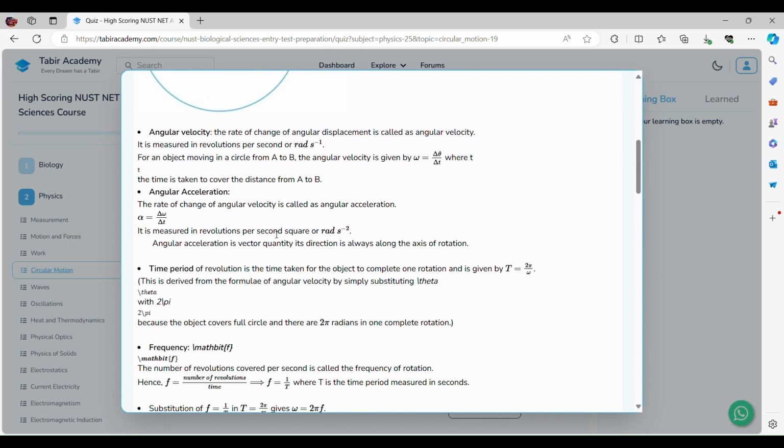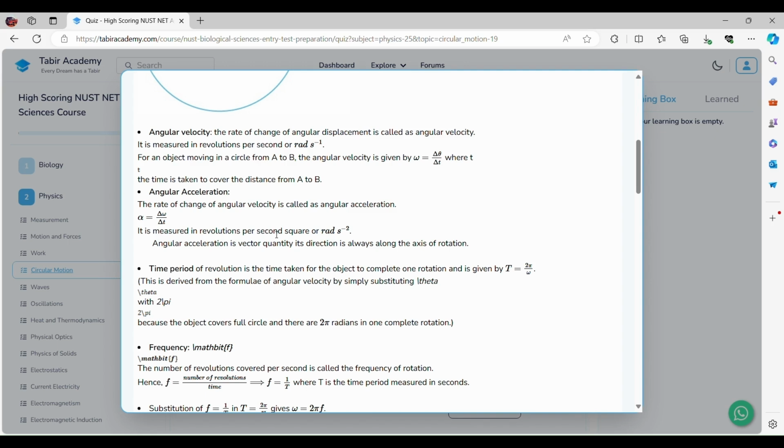Angular acceleration is defined as the rate of change of angular velocity. Its formula is angular acceleration equals change in angular velocity over change in time, and its SI unit is rads per second squared.